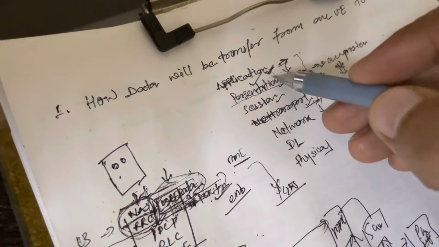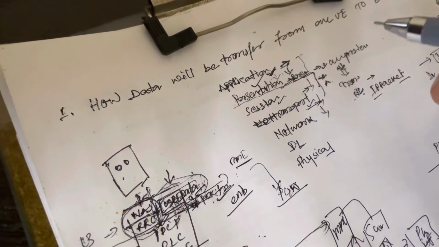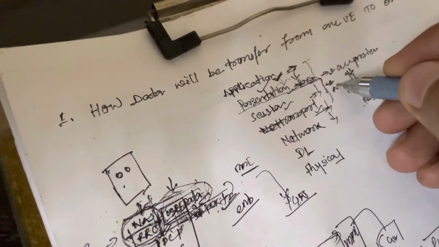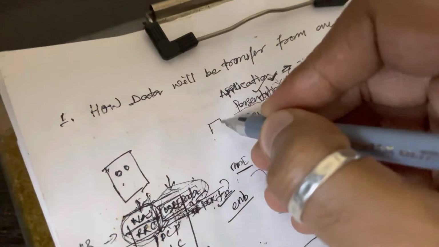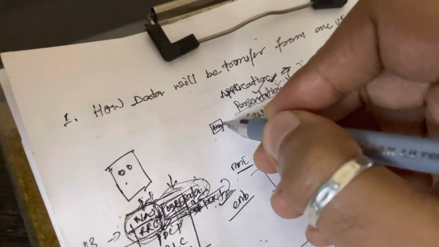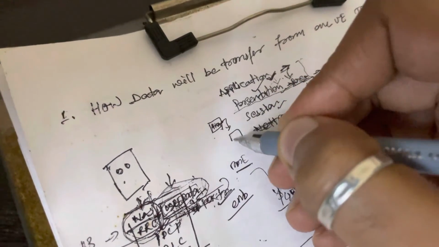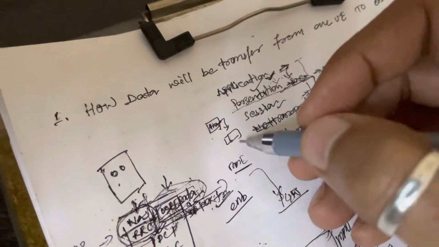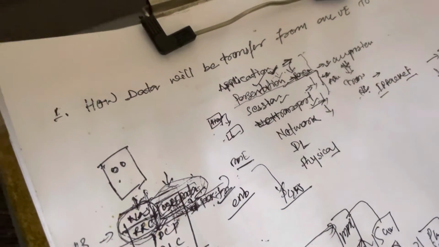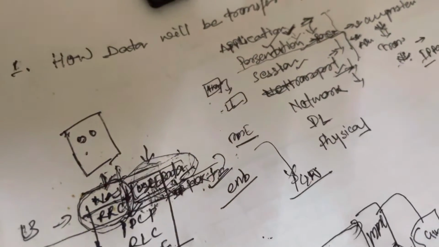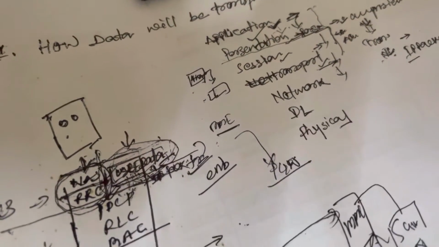Every layer will add headers before forwarding the data. Suppose they have 4 bytes of data, and they will forward it to the next layer. Then that layer will add its own headers. Why they are adding headers, I will tell you later. So for that please wait.